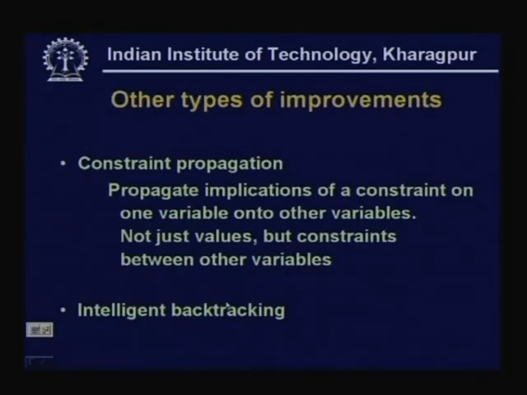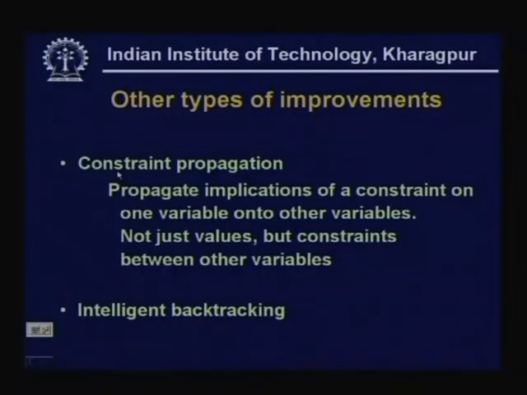Now, let us see what further improvements we can do. And so, there are several things that we could do. One is we could try to propagate the implications of the constraint on one variable onto the other variables. We propagate not just values, but constraints between these variables. So, this is the idea of constraint propagation that we will explore next.